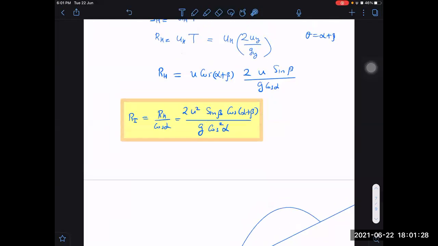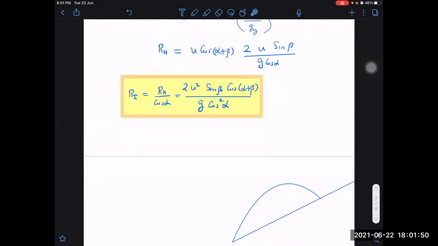Because see, how will I derive it? I will start writing the formula directly from here: UH multiplied by 2uy by g. This I will think in my mind only, that it is UH. But I will write directly UH as u cos of alpha plus beta, then into 2uy, which I will write as 2 sin beta, upon gy, which I will write as g cos alpha. And I know this is RH. Then again, I will divide by one more cos alpha. So we can do it almost very easily. Okay.